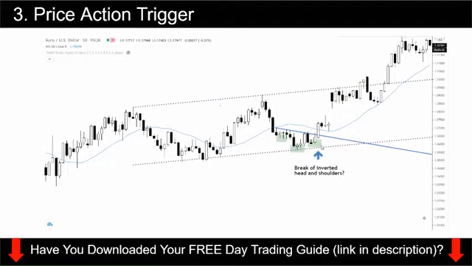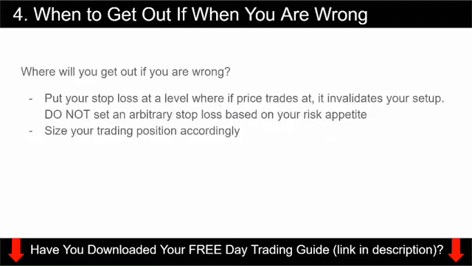You need to have a price action trigger. Number 4, the fourth thing in your checklist, is you need to know when to get out if you are wrong. Here's the thing, you can never get it right 100% of the time, so you must always plan what will happen if you are wrong. You need to know where you get out. So how do you determine this? You want to put your stop loss at a level where if price trades there, that means that your entire setup is wrong.